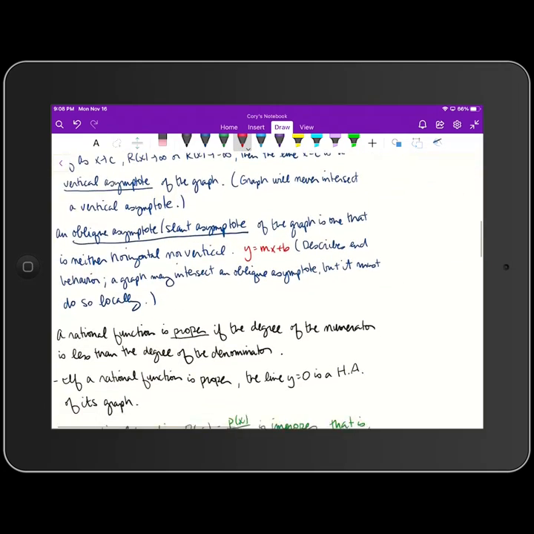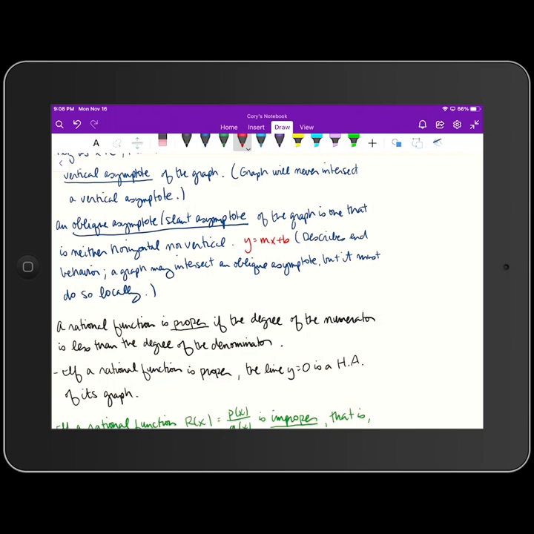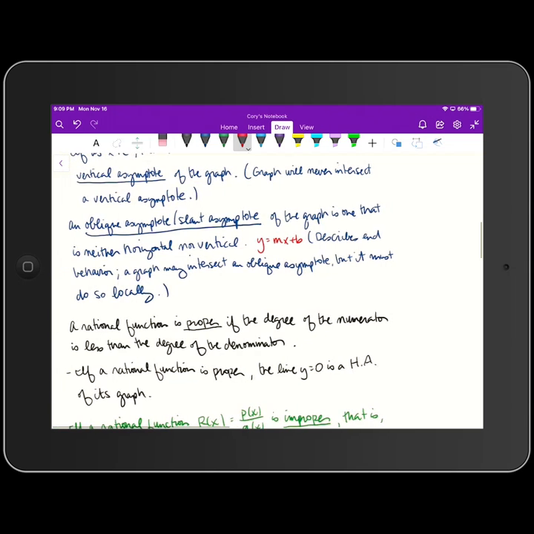Okay, let's move on to the third type of asymptote, which is more rare. You don't see as many functions with this type of asymptote, but it's called an oblique asymptote.